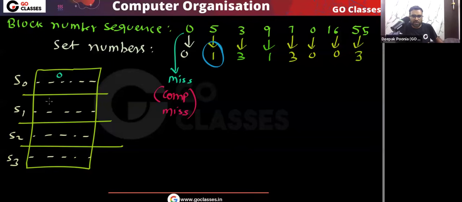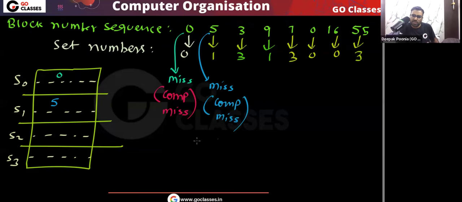And what about block number 5? It will go to set number 1. So this block number 5 will go here. Of course, this is also a miss, and also a compulsory miss, because this is the very first reference to block number 5. What about block number 3? It will go to set number 3, so I can put block number 3 here. This is the very first reference to that block, so this is also a compulsory miss.